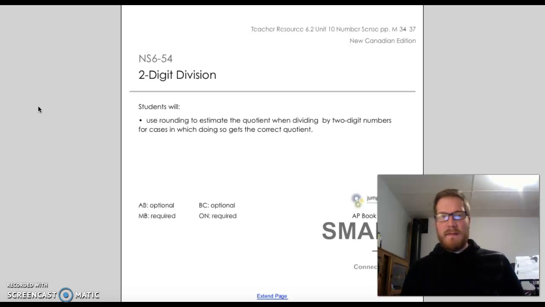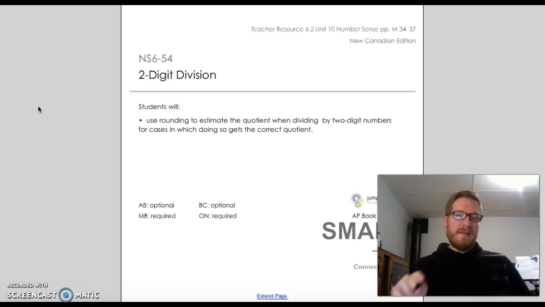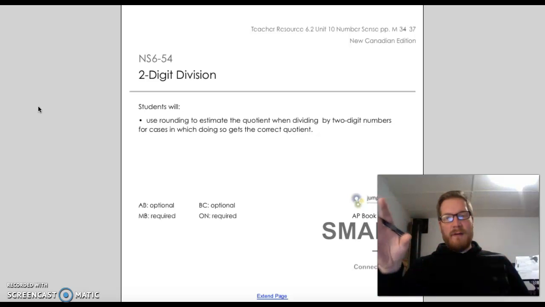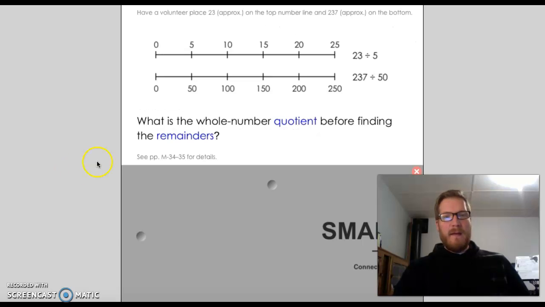And so a couple of skills to be able to do beforehand is that you need to be able to divide using a number line, and then you need to be able to divide multi-digit numbers by one-digit numbers. So say it's like 5 into 78 or whatever, you can do that division. And so the first thing that we're going to be looking at is an introduction to rounding to estimate quotients by using multiples of 10.